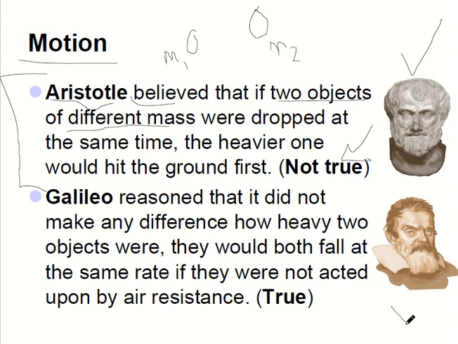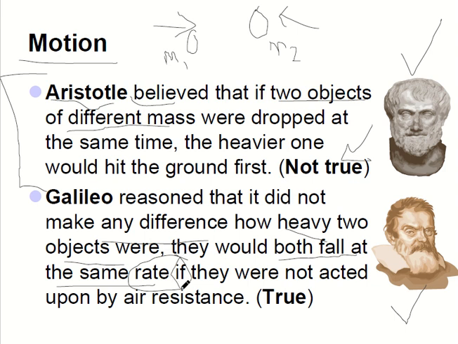Another guy came up, and his name is Galileo, and he said no. He reasoned that it did not make any difference how heavy two objects were, and he said they would both fall at the same rate, regardless of their mass.